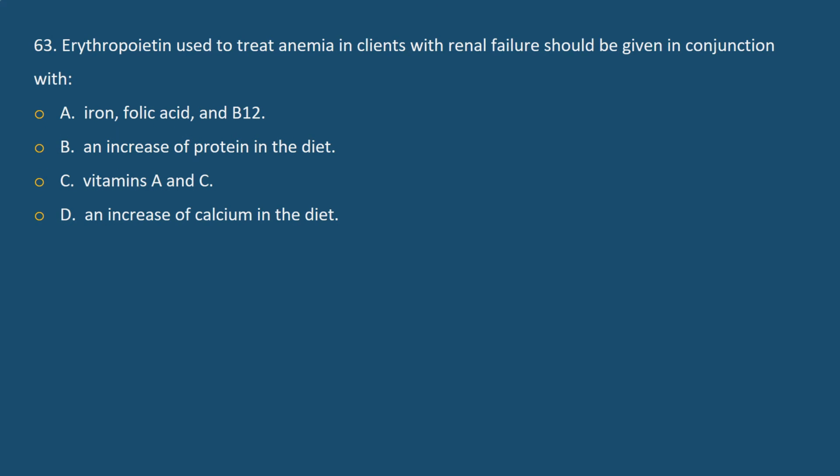Question 63. Erythropoietin is used to treat anemia in clients with renal failure. It should be given in conjunction with A. Iron, folic acid, and B12. B. An increase of protein in the diet. C. Vitamins A and C. D. An increase of calcium in the diet.